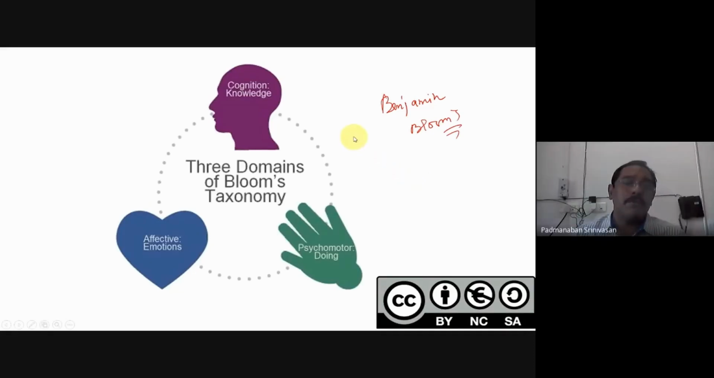Those three domains I am projecting before you. One is the cognitive domain, which is about the thinking process. The second is the affective domain. And the third is psychomotor. The affective domain goes for interest, attitude, emotions. The last one is the psychomotor domain. Psycho means mental, and motor means moving. It's the doing part. In all these three, the outcome should be the student's outcome.